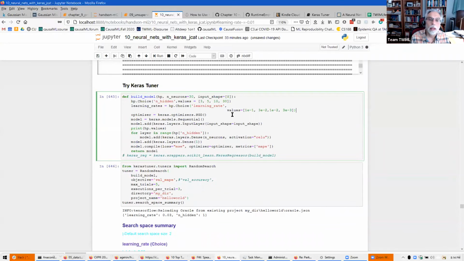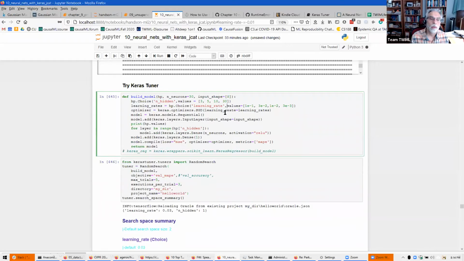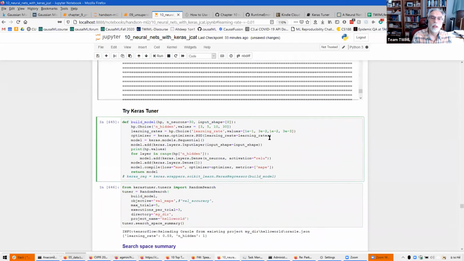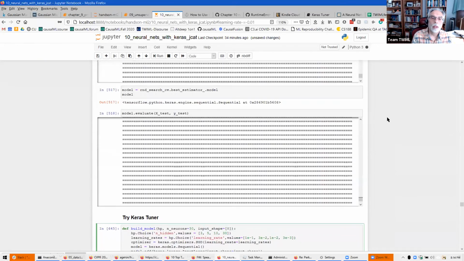learning rates equals that, and then you could say learning rate equals learning rates. Anyway, maybe that's a prettier way of doing it, but I don't know if that'll work. Let's see. Oh, I can't run it because something else is running now.